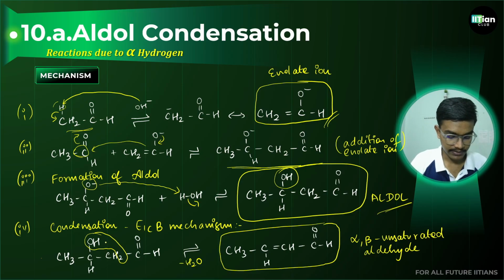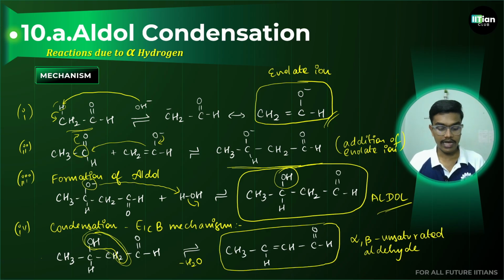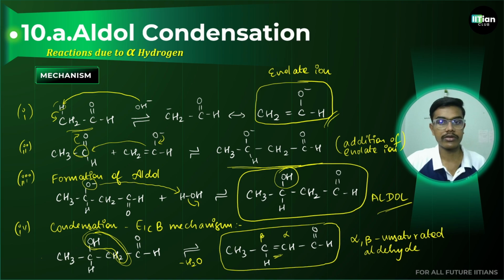In E1CB, the alcohol in the alpha position and the hydrogen are removed, and you have an alpha beta unsaturated aldehyde. This is alpha and this is beta, and hence you are getting an alpha beta unsaturated aldehyde forming over here. I hope you got this mechanism, or else take a pause and digest this mechanism, and next we'll be moving on to the next one.